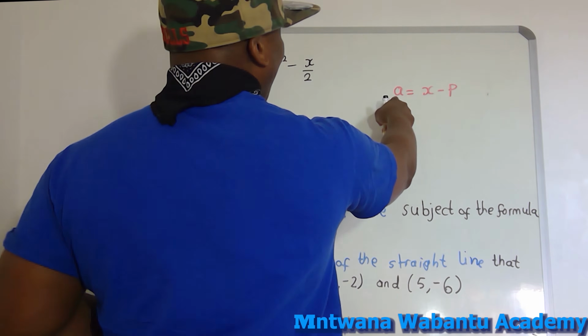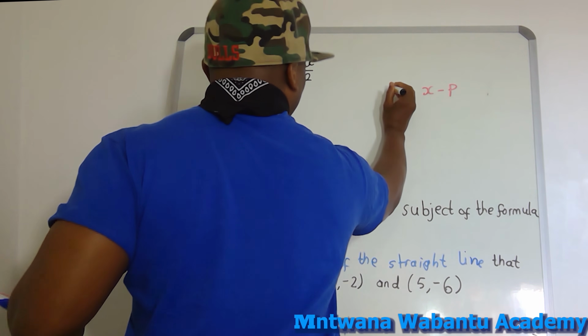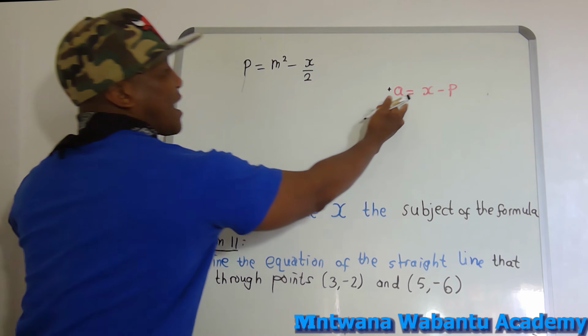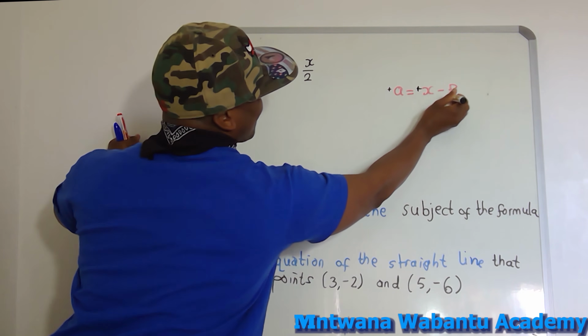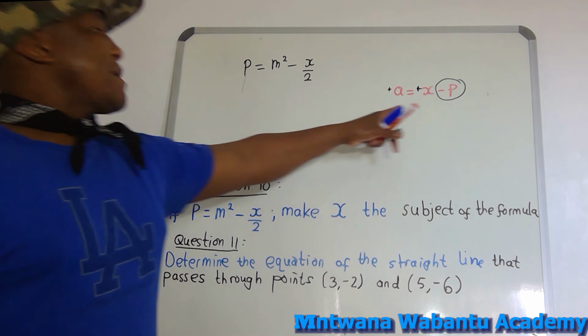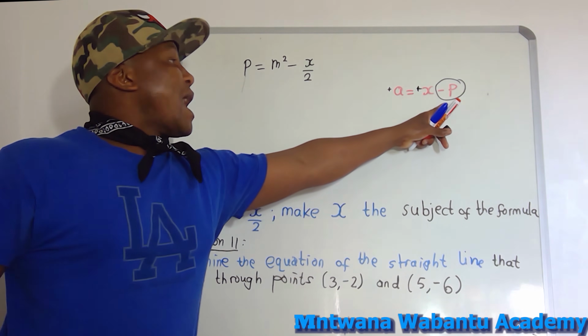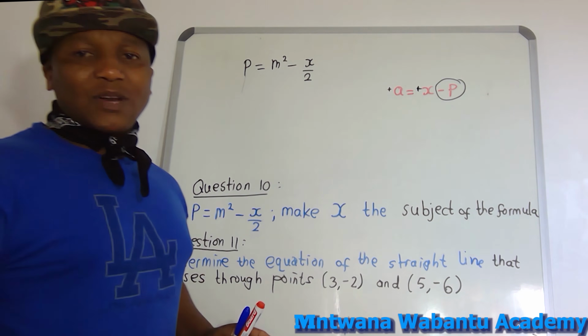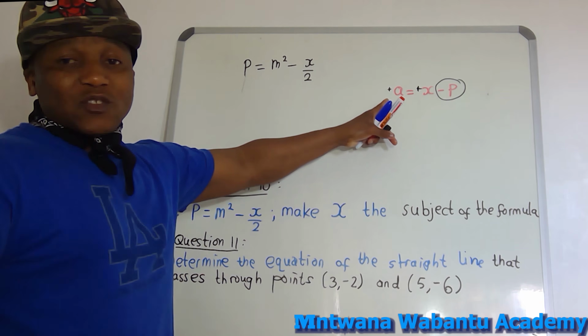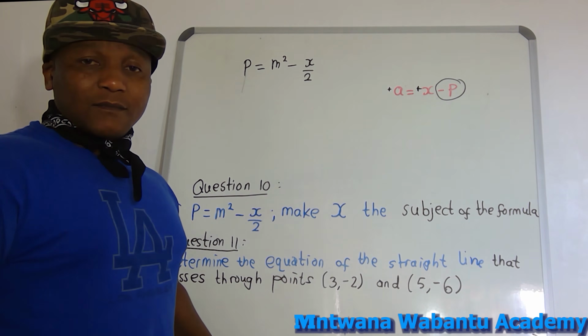For example, what is the sign of a? There's no sign, meaning it is positive, because you look on the left. Now x, what is the sign of x? There's no sign, so it's positive. What is the sign of p? Look at the left, it is negative. So if I want to make p the subject, I'll take it to the left. You know why? Because I know it's negative, so when it goes over the equal sign, it becomes positive. You see what I'm saying?